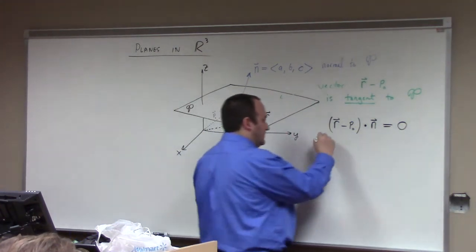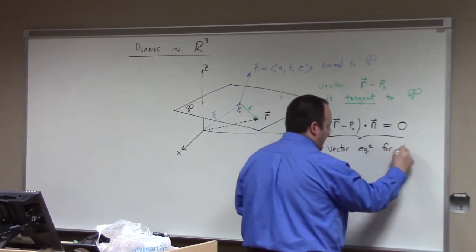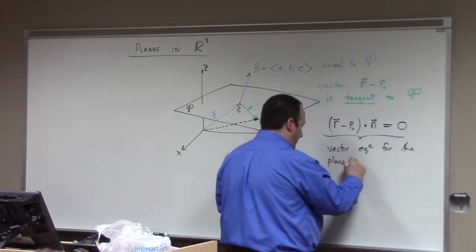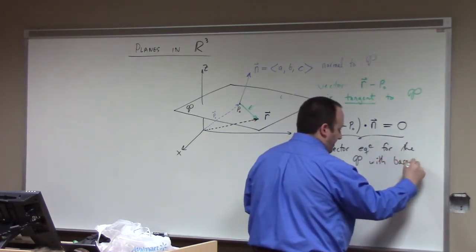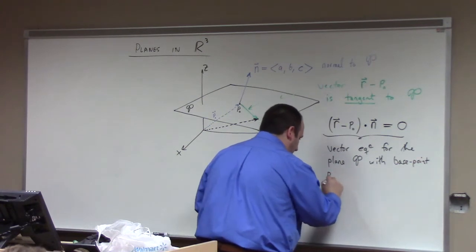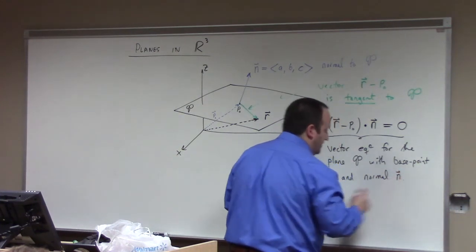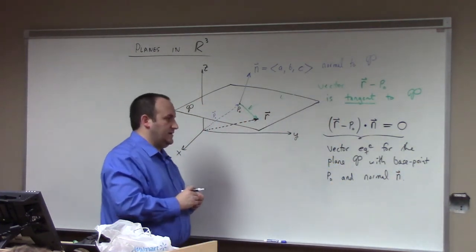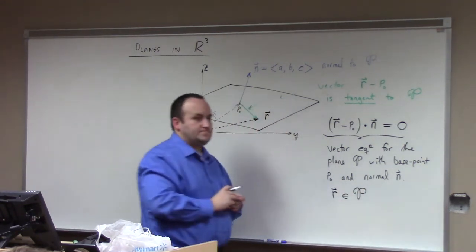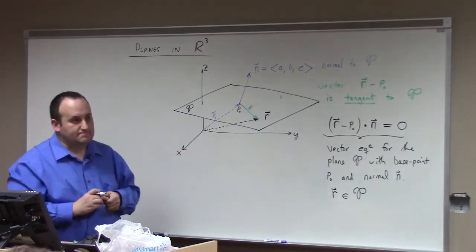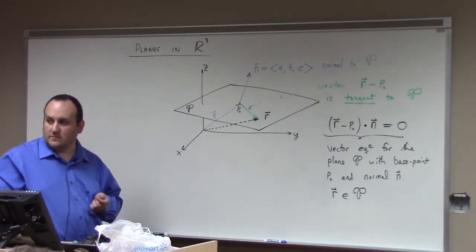So this is the vector equation for the plane P with base point P naught and normal N. And here R is an element of the plane. R is actually a point on the plane. Does all this make sense? I mean, it should be new, but does it seem reasonable?